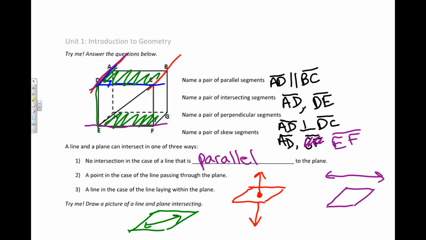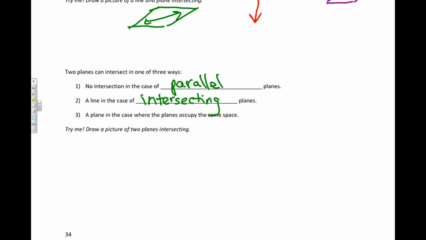And your third case is a case where your planes actually occupy the same space. So effectively, they end up being the same plane because planes are infinite, but 2 planes that are the same, that overlap in some way, shape, or form. So that's how planes can intersect.